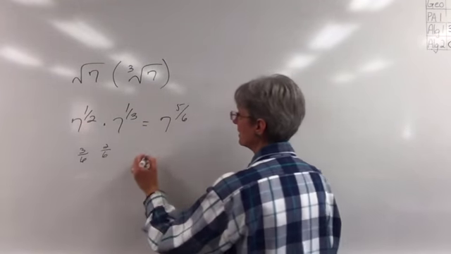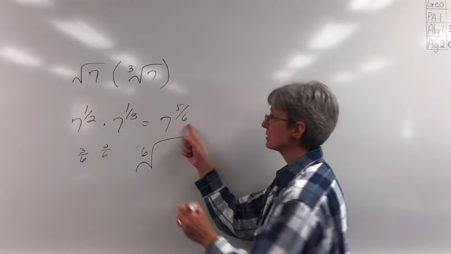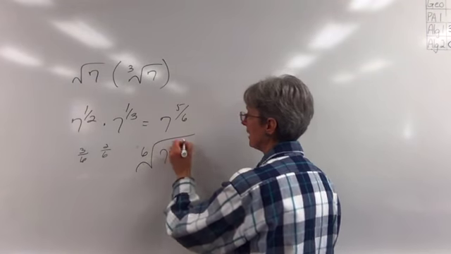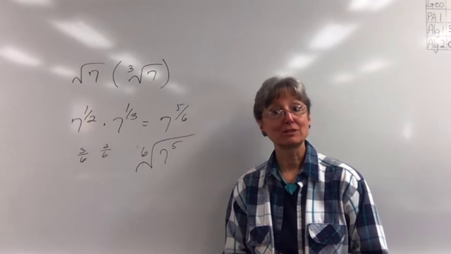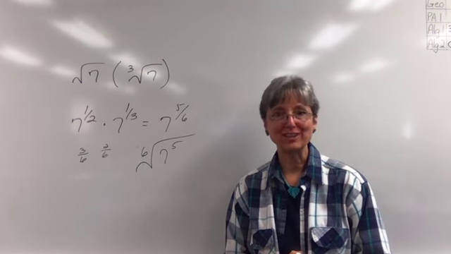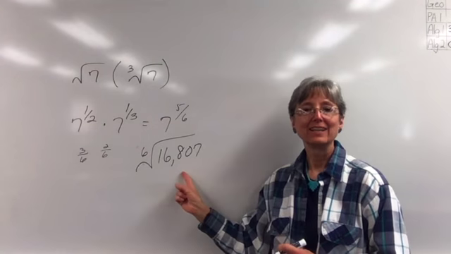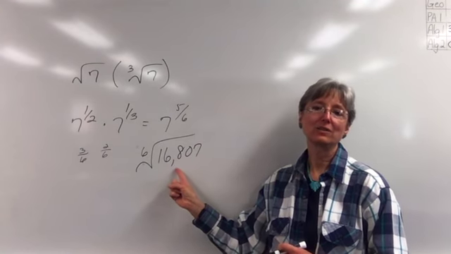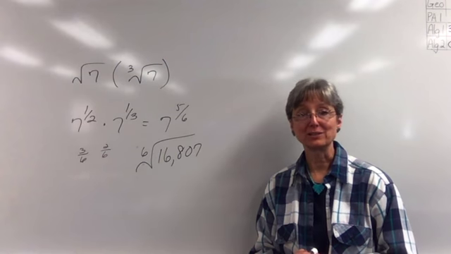So I have the sixth root, remember this is the root, of 7 to the power of 5. But 7 to the power of 5 is a number. You can find it on your calculator. It is 16,807. And that's your final answer.